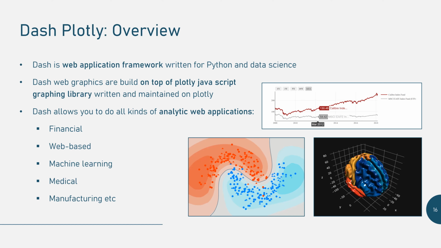Dash web graphics are built on top of the Plotly JavaScript graphics library, written and maintained by Plotly. So Dash allows you to build many different kinds of useful, practical analytic web applications, such as financial ones, web-based ones, machine learning, medical, manufacturing, and etc.